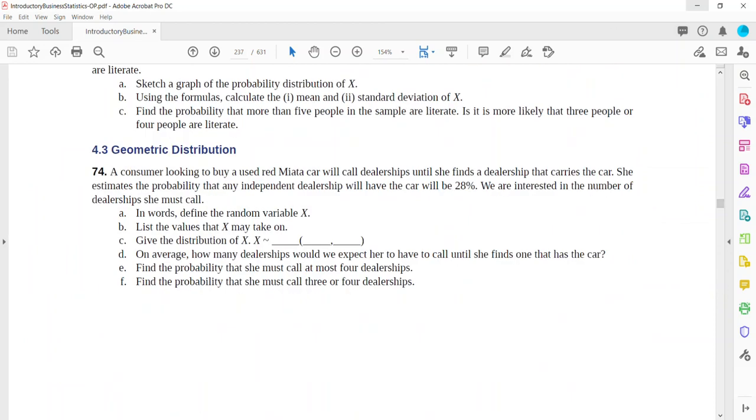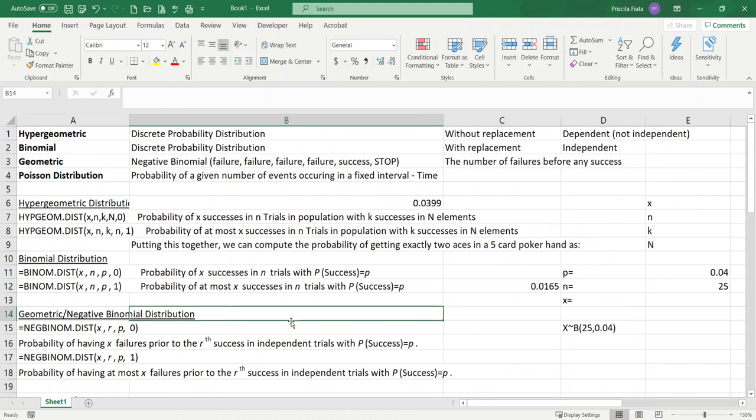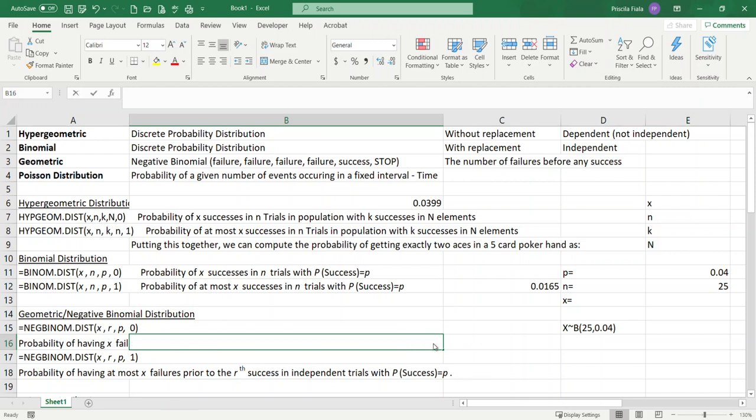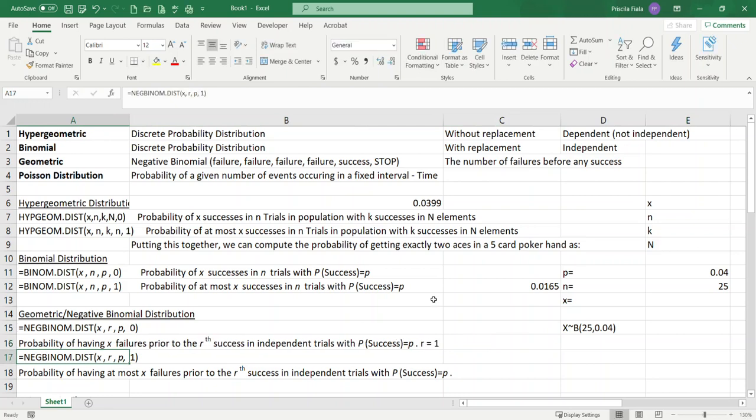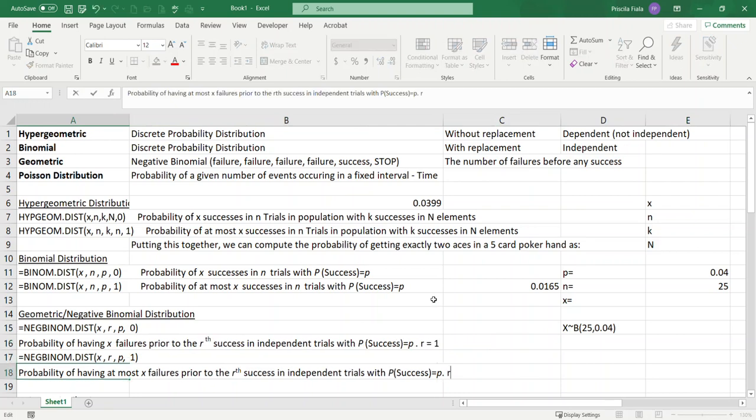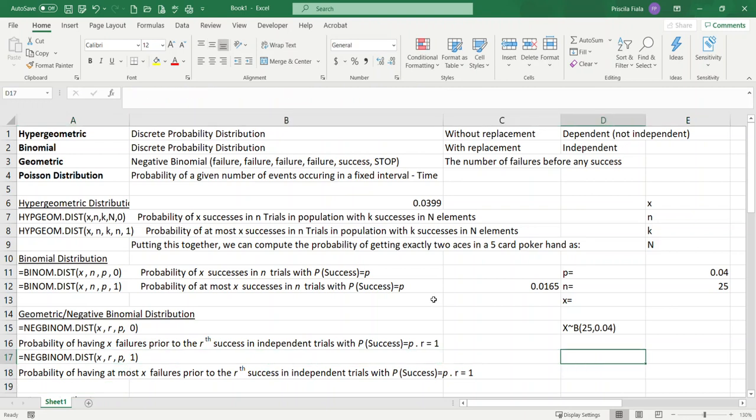One thing you have to remember, for the geometric, it's right here: probability of having X failures prior to the R success in independent trials with P success equals P. And actually, something is missing here. Your number of successes, R, is always going to be 1. So let's move this up here. Okay, so let's try a problem.